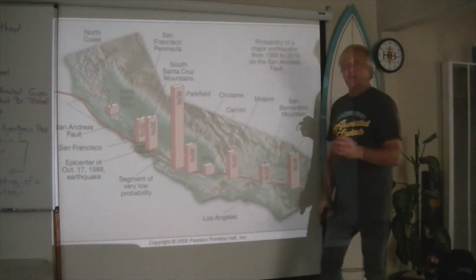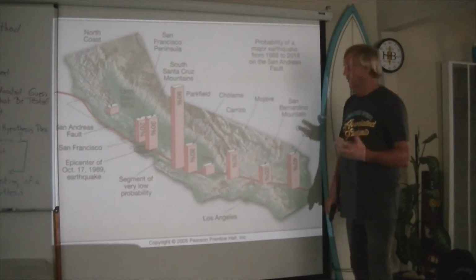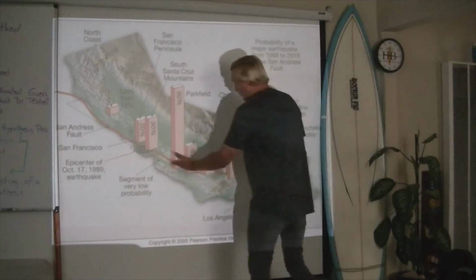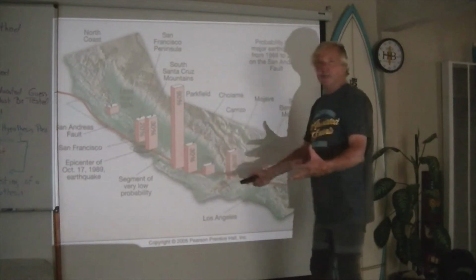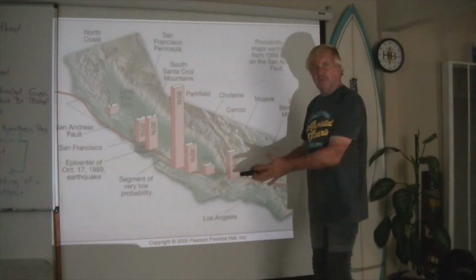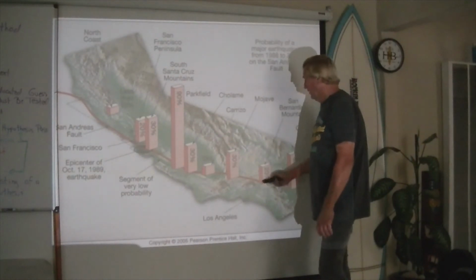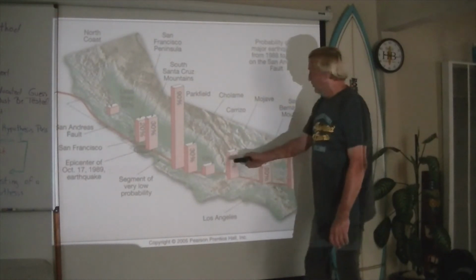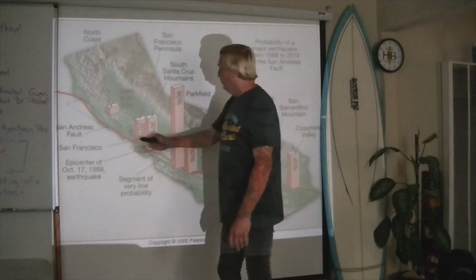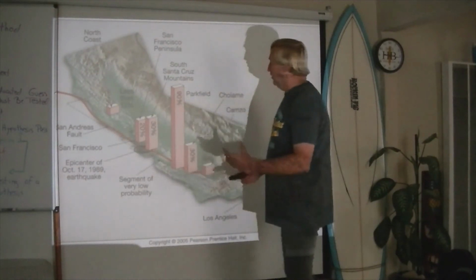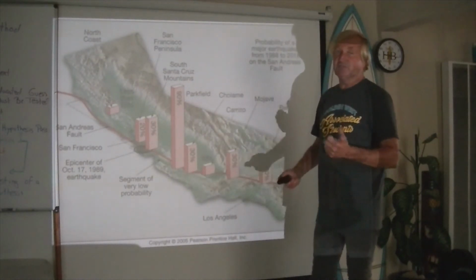But these are very small events, 1.0s, 2.0s. So this portion of the San Andreas Fault is releasing the stress little by little. And the areas such as the San Bernardino Mountains between Coachella and the Cajon Pass, the Carrizo Plain, and up here north of San Francisco, those areas are building a lot of tension.